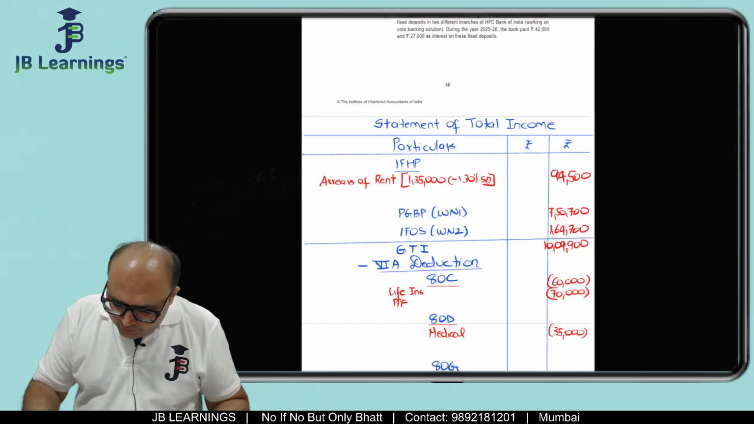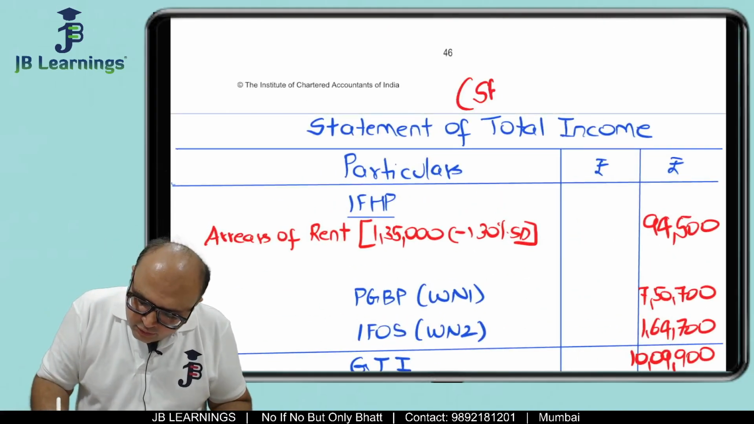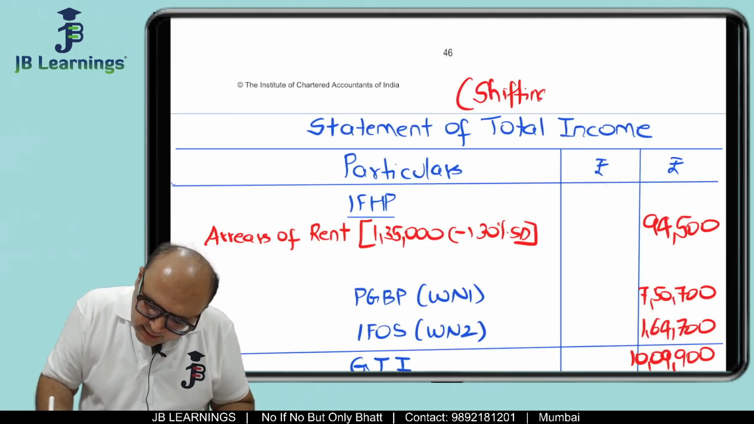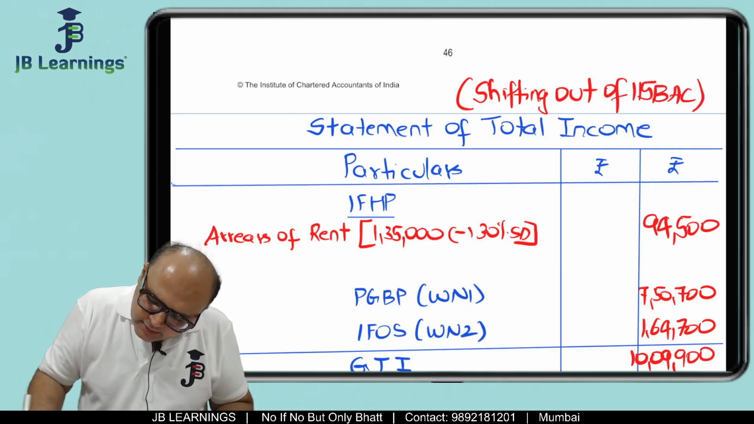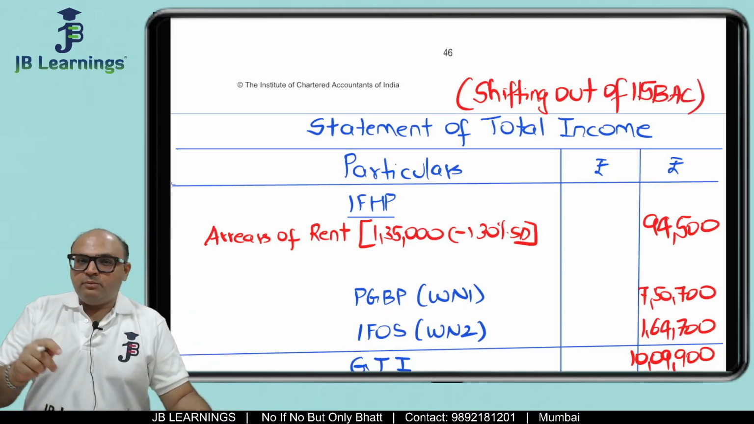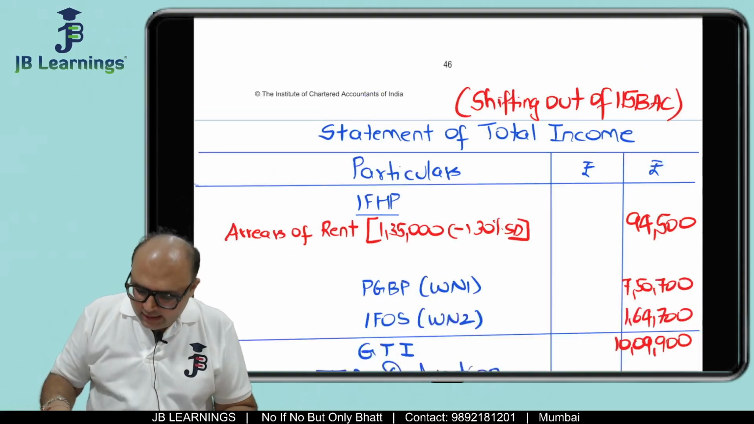Now, very important is when you are writing statement of total income, you should write shifting out. I made this mistake. You don't make this mistake in exam. This is very, very important. You are solving the sum as per which method, that has to be properly specified. The heading is very, very important in your CA exams.